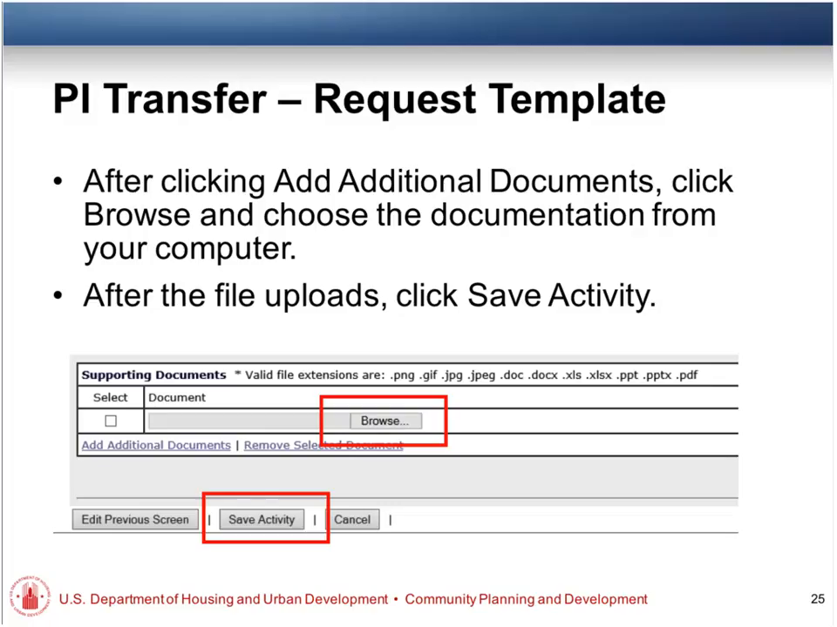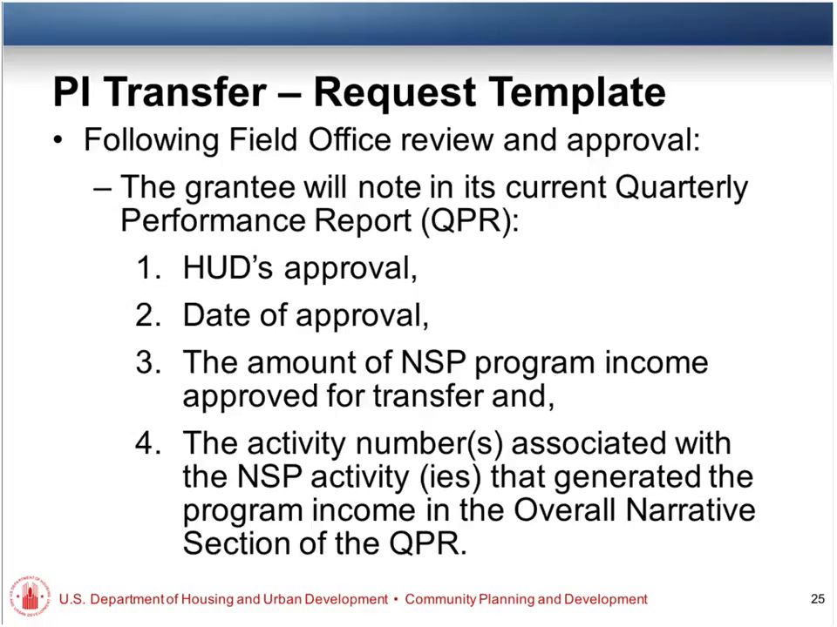So we're going to move to the next slide, which is our PI transfer. Again, we want you to document in your QPR, one, HUD's approval that you received, the date of the approval, the amount of program income that's approved for the transfer, and then again the actual activity numbers associated with the NSP activity that generated the program income. You're going to put this information in the overall narrative section of the QPR. So you've uploaded the approval and you've documented your QPR.